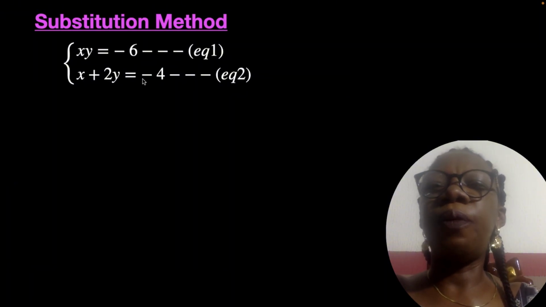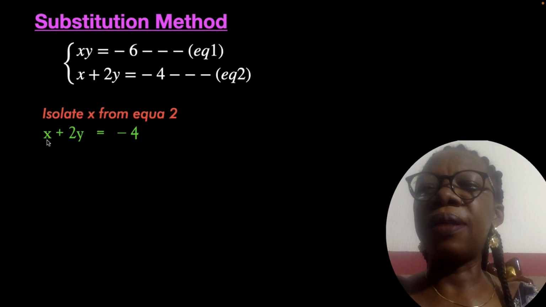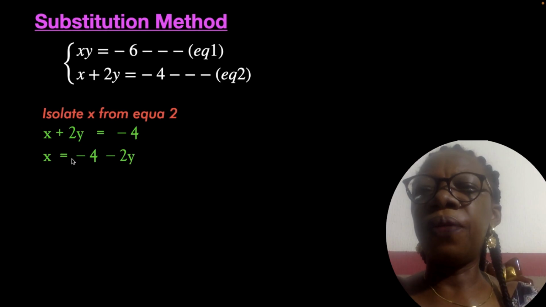The next one: xy is equal to minus 6, equation 1, and x plus 2y equal to minus 4, equation 2. Right. Here we have a non-linear equation, xy. We can isolate x easily from equation 2. When we do that, we have x plus 2y is equal to minus 4. Transpose 2y to the right side, we have x is equal to minus 4 minus 2y. So this minus 4 minus 2y is what we are going to substitute in equation 1 for x.